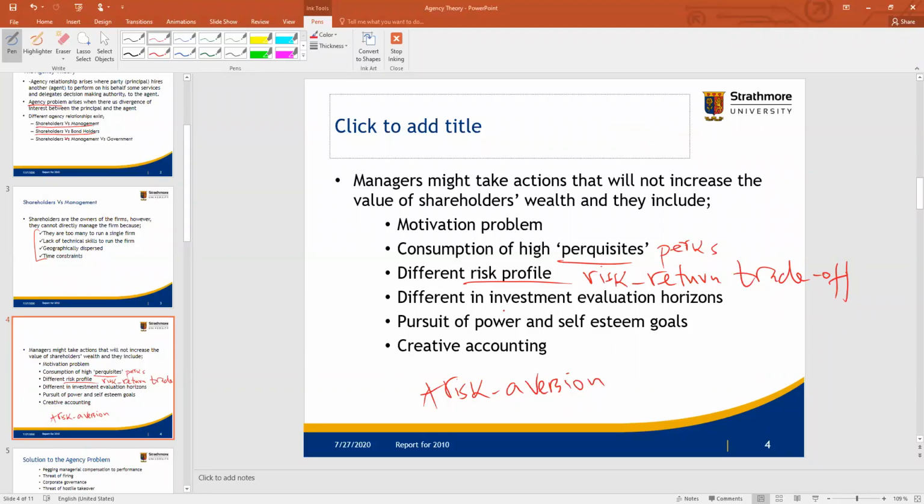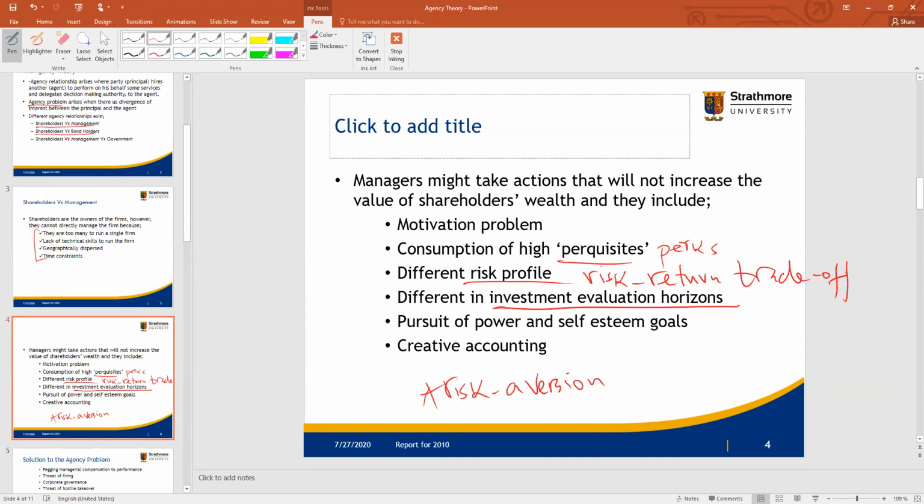Then you have a core difference in investment evaluation horizon. In most cases, the top managers of the company, for example the CEO, are they employed on contract basis? Yes, they're given contracts. We want to hire you as our CEO for the next 5 years, then we review your performance, and if you have achieved what we agreed upon, then we can renew your contract.